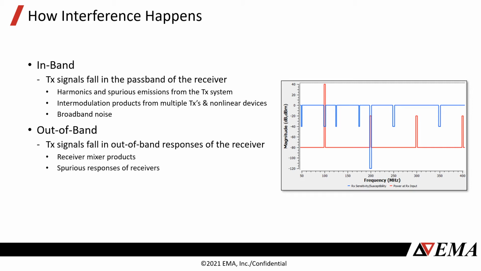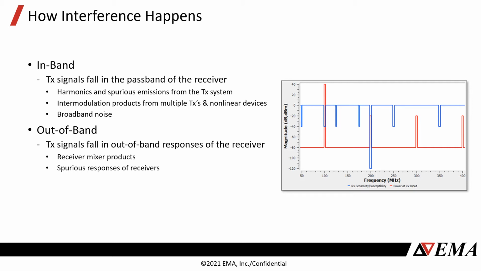How does interference happen? Well, there are basically two different ways: in band and out of band. We use this simple, cartoonish example to illustrate both. The blue trace is receiver susceptibility. Here we have an in-band response of this receiver around 200 megahertz, and then some mixer product responses. This is a superheterodyne type of receiver, so we can have these out-of-band mixer product responses.